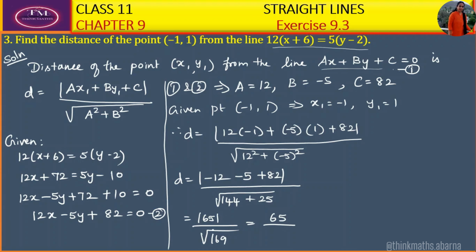Square root of 169: 13 square is 169, so root of 169 is 13. So the distance is 65 by 13 units. Clear? Understood? So shall we move on to the next question?